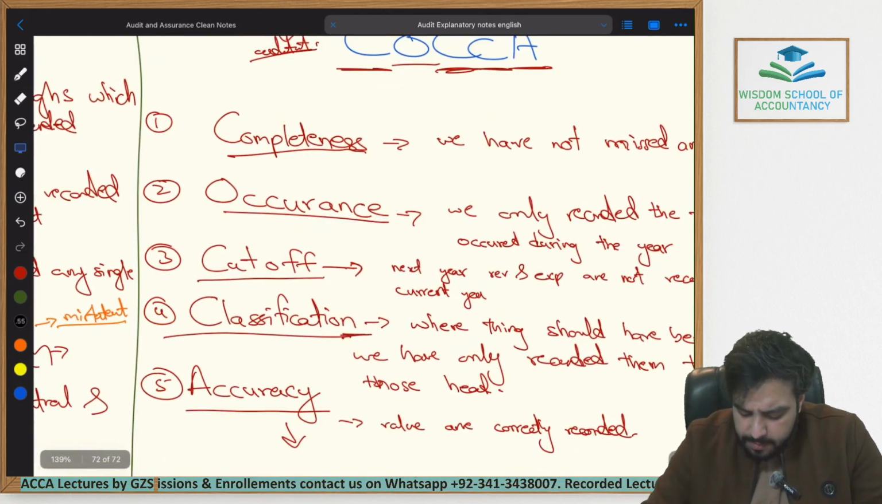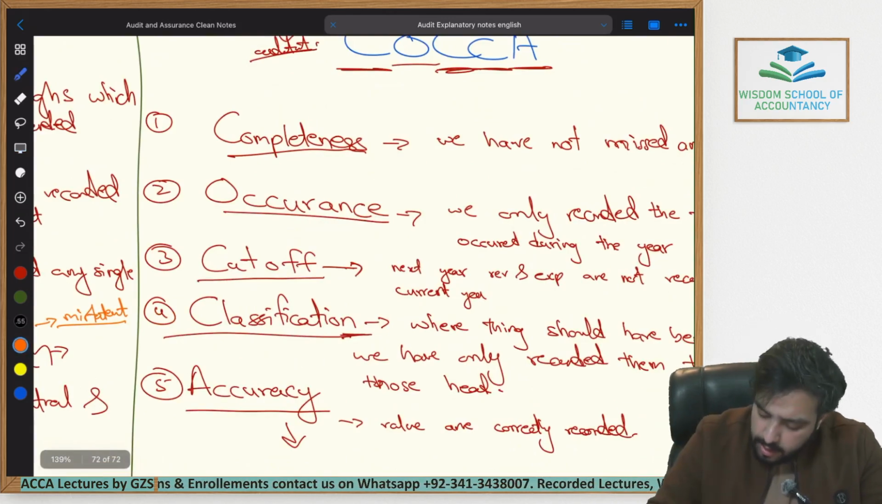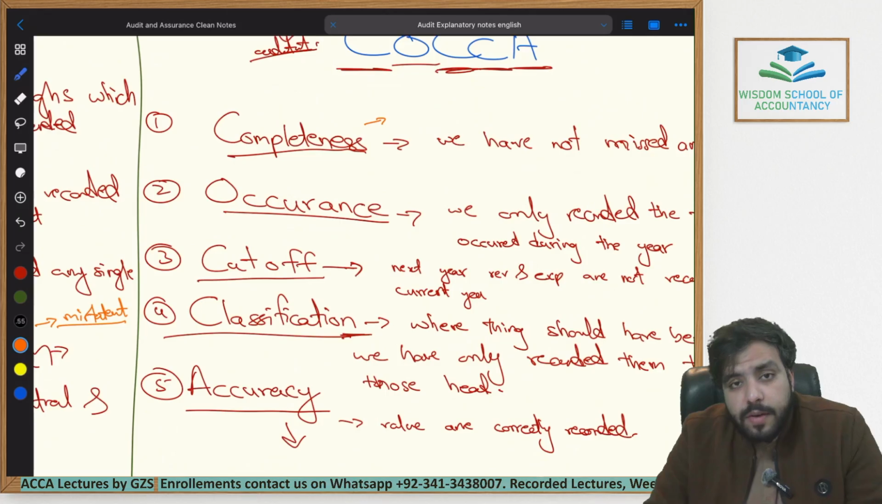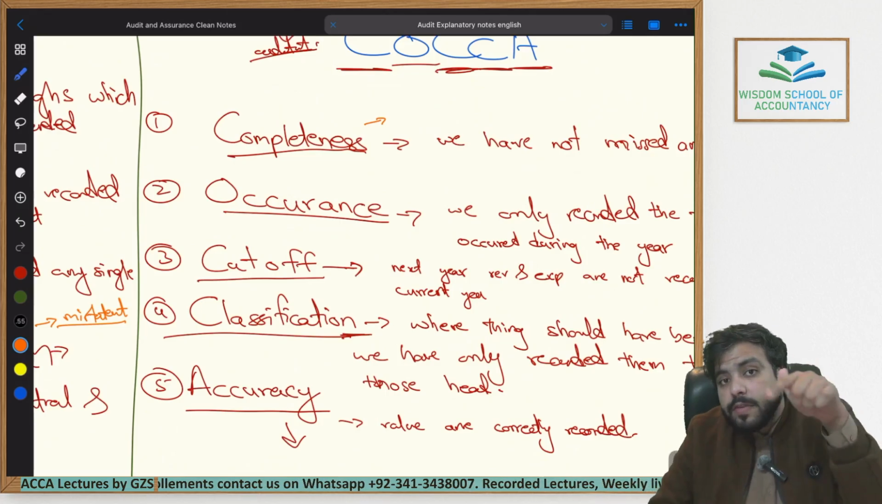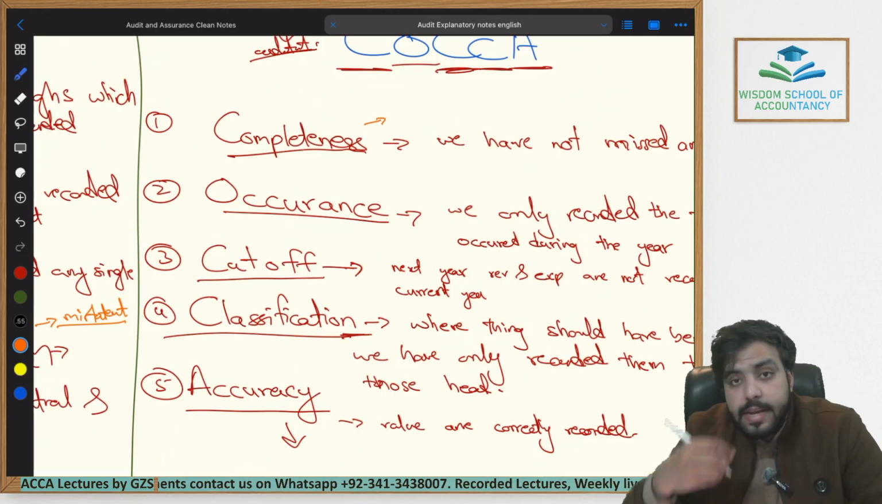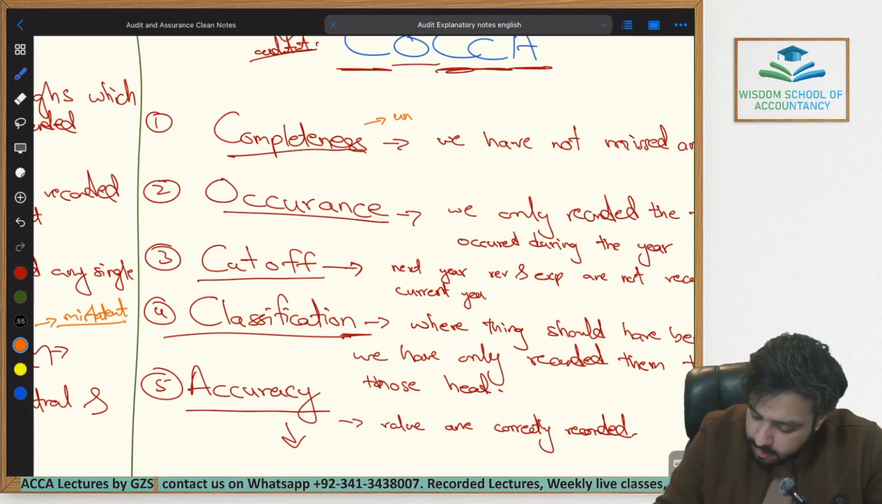Now, coming towards the main thing, which we have to understand. Completeness. We have not missed every single thing out. This means management is saying we have not under recorded anything. It is linked with understatement.